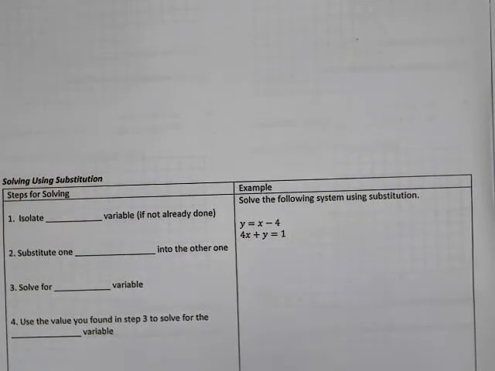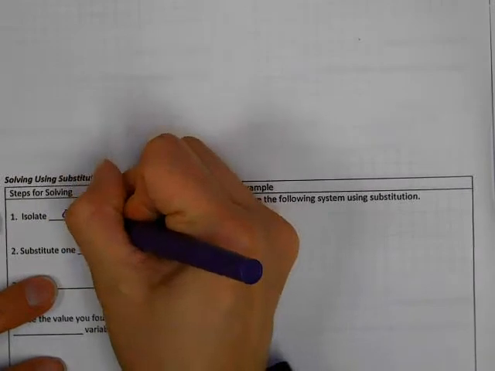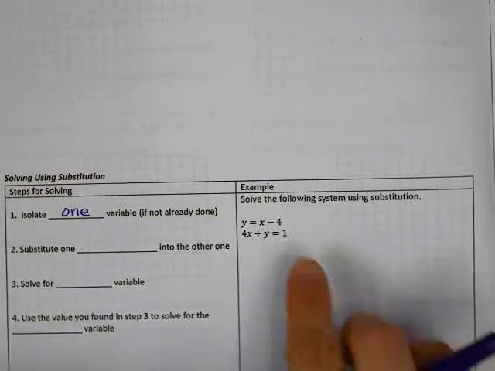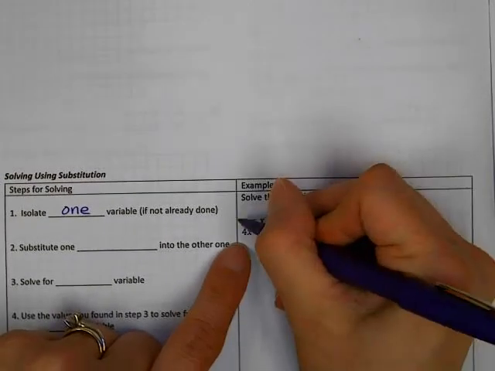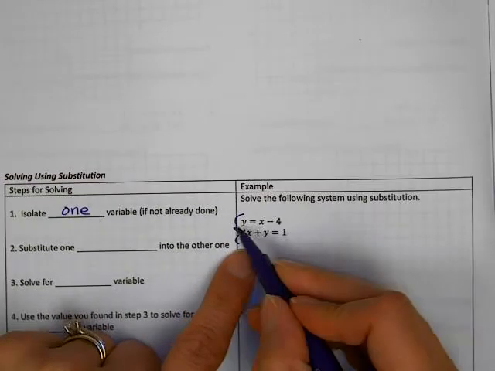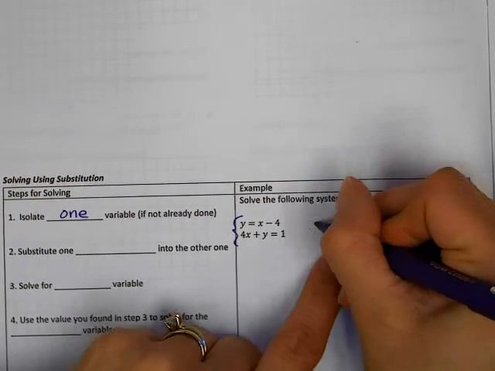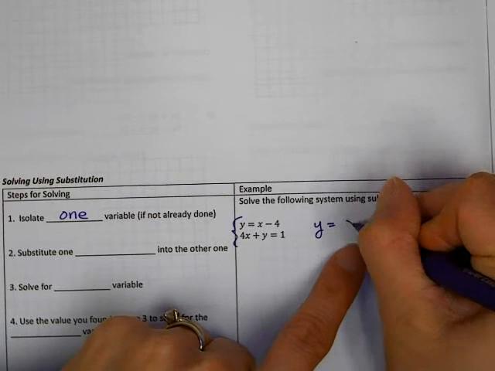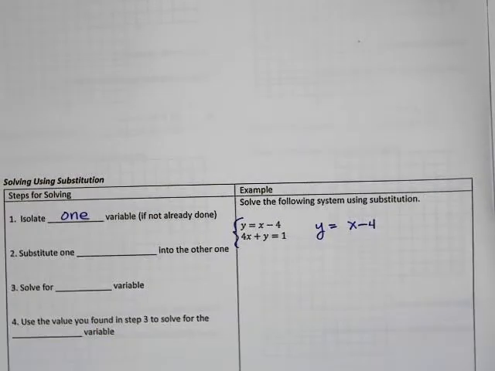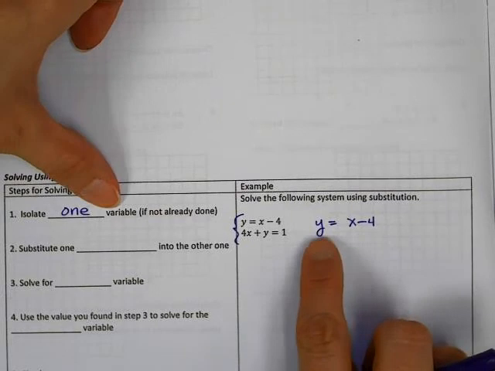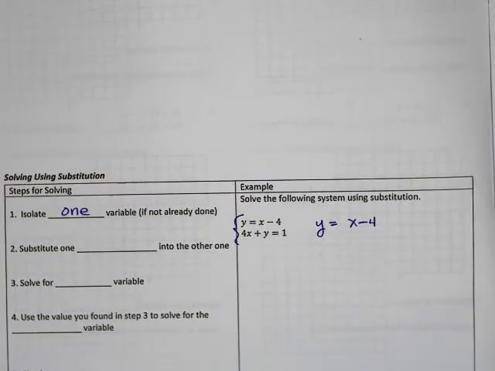First, we're going to isolate one variable if it's not done already. Let's take a look here. In this system, it's a system because it's two equations. The top equation is y equals x minus 4. So I already have y alone. Isolate means to get alone. Do we have one variable alone? Yes, I have a y equals. So that was already done.